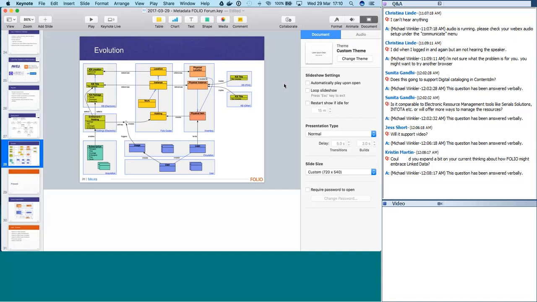Current standards, in double quotes, i.e. linked data based on TBL's principles or something else. So I guess when you use the words current standards, they're asking, does that mean linked data based on TBL's principles or something else?